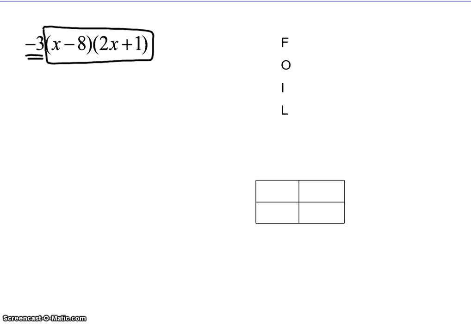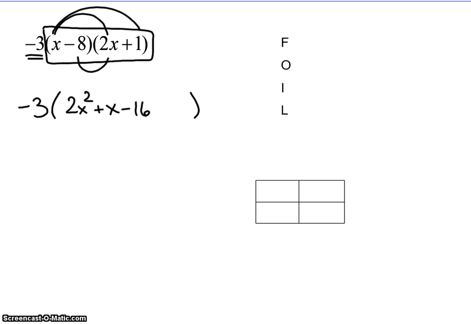The other thing is when I multiply pieces together, it doesn't matter what order I go about doing it. It's called our commutative property. So I'm going to actually keep the negative 3, don't lose it, and I'm going to multiply this together. Okay, and I'm going to use FOIL because that's what I'm most comfortable with, and I think it works better for most of us.